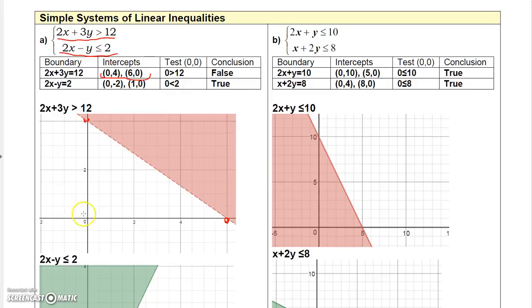Alright, so then I'm going to test the point (0, 0). If I plug (0, 0) into this first inequality, I get 0 is greater than 12, which is false. So that means I shade the opposite side. Now 0 is below the line, so I have to shade all the points above the line. So that's how I got that shaded region.